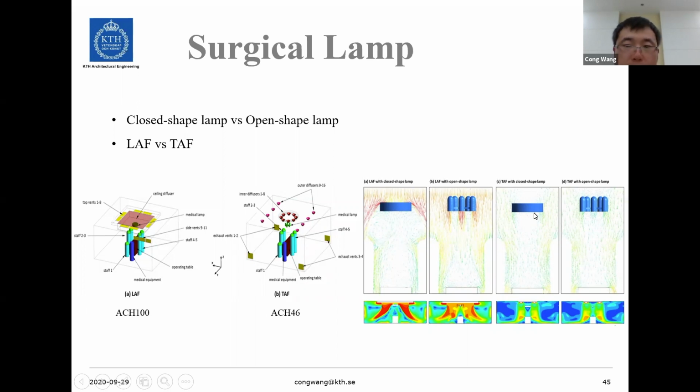In the temperature-controlled airflow ventilation, even with this closed-shape lamp, we can see some vortices under the lamp, but these vortices are suppressed significantly. The size is very small, and it does not disturb the far field of the airflow field. And with this open shape lamp in temperature-controlled airflow ventilation, we can see almost no differences compared with without a lamp. So this is the airflow field.